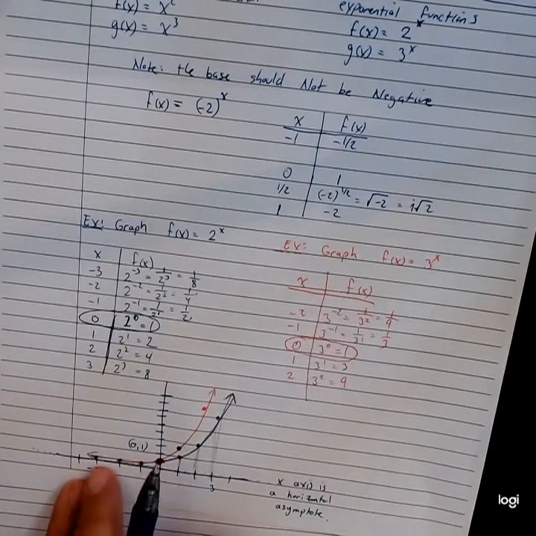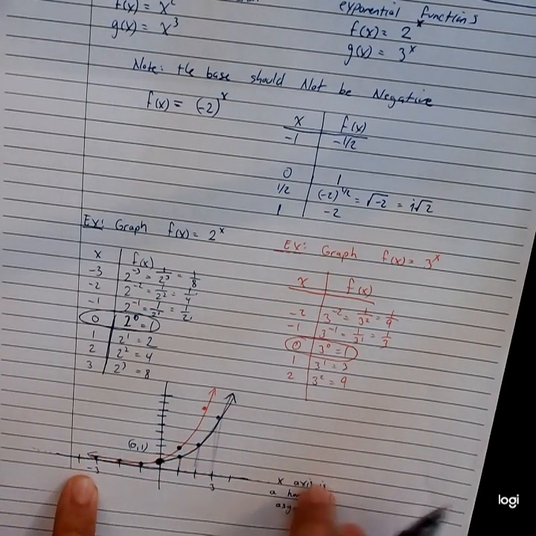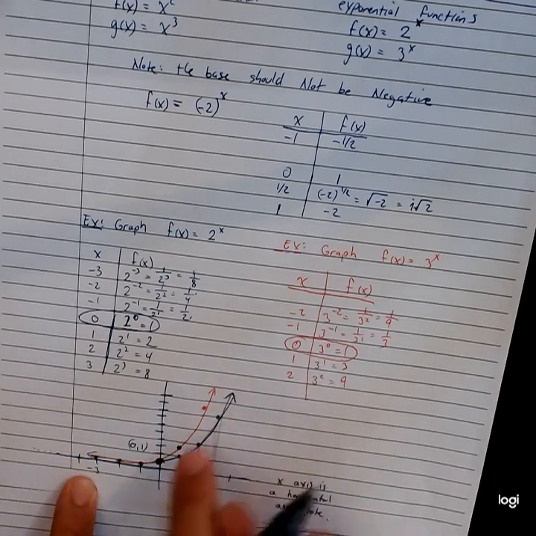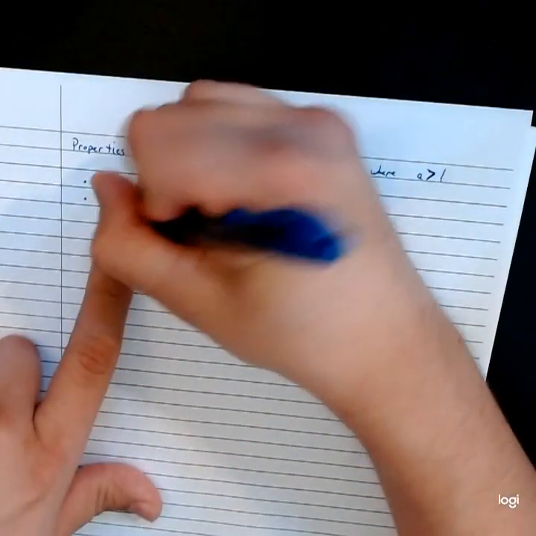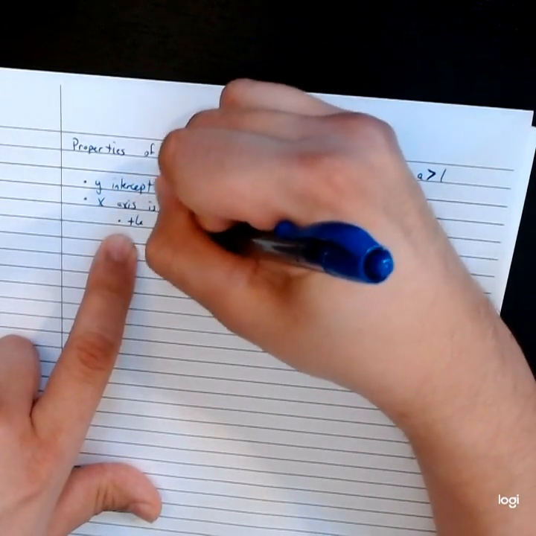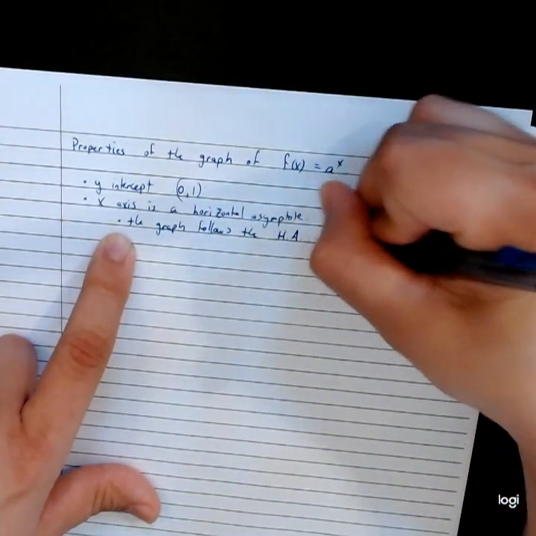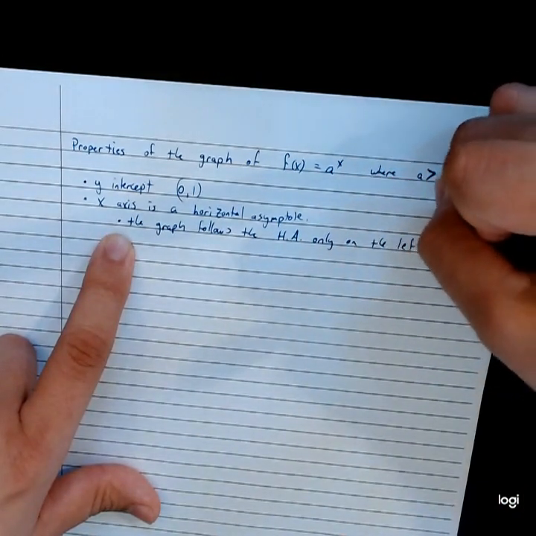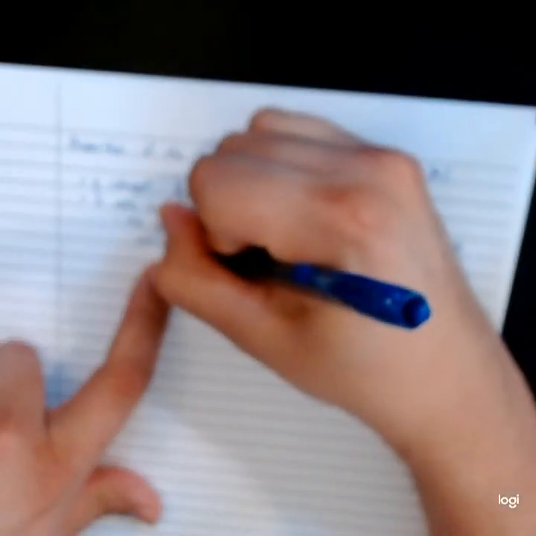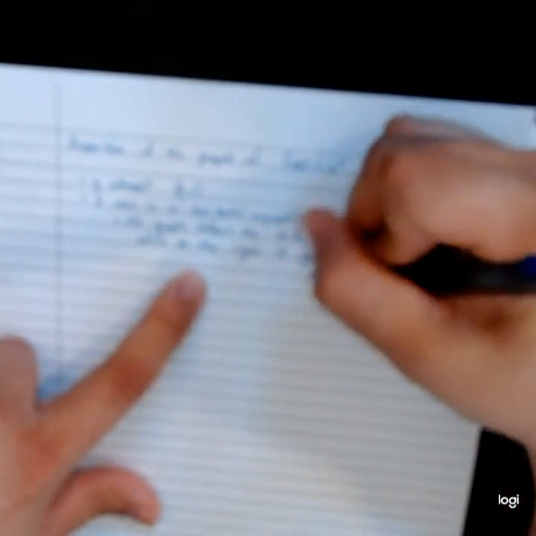Okay. The other thing is notice that the graph will follow the asymptote, but it'll only follow it this way. It doesn't follow it on both directions. It only follows it to the left. To the right, it goes up higher and higher and higher. So here, the x-axis is a horizontal asymptote. The graph follows the horizontal asymptote only on the left side, while on the right, it grows. It is going to get taller.